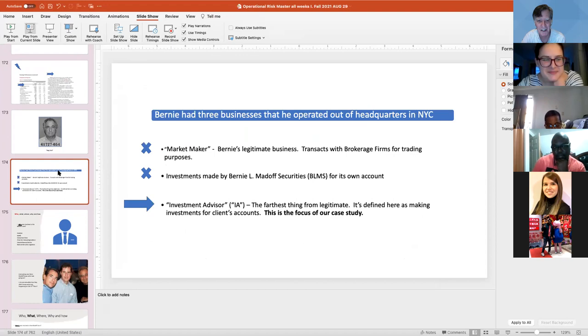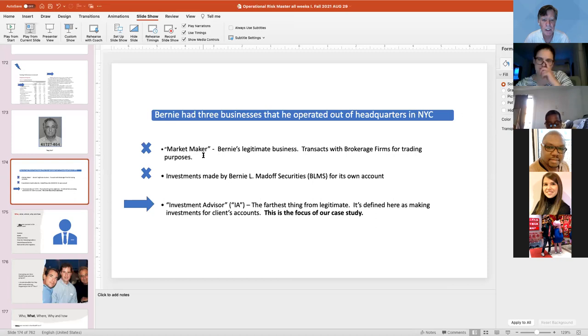Remember that it can be a little complicated because he had three lines of businesses. And so I don't want to make this more difficult for people who don't have a lot of stock and bond trading experience. So we're going to take the market maker out of the picture here. Some of you will have a better idea of what that is than others of you. So it's really not fair for us to spend a lot of time on market makers. And it wasn't really part of the fraud anyway, so we don't need to.